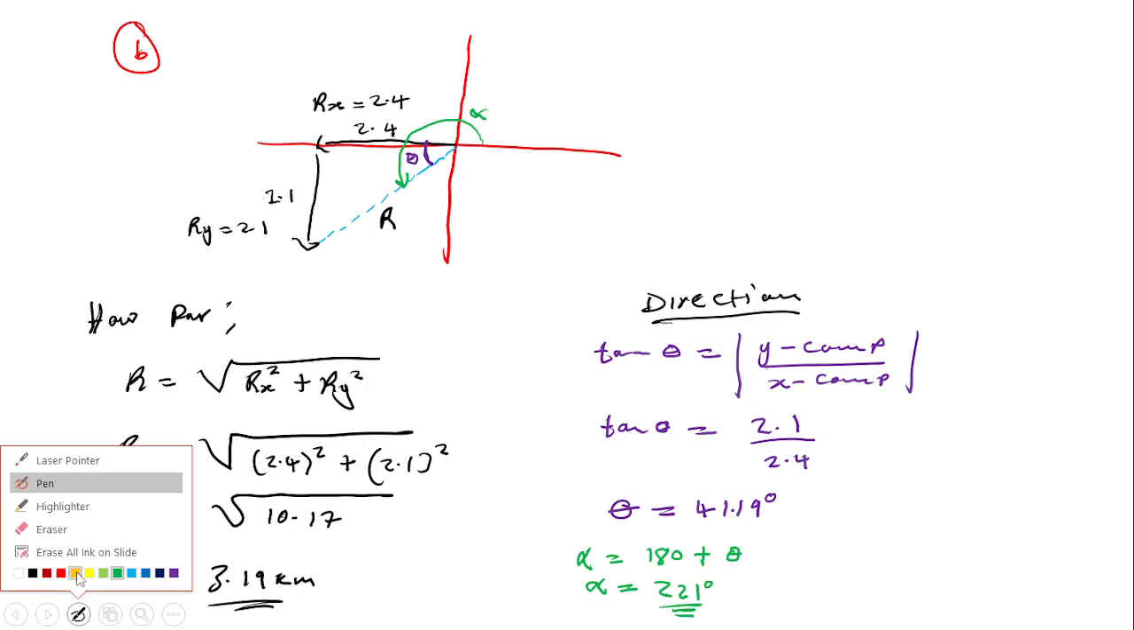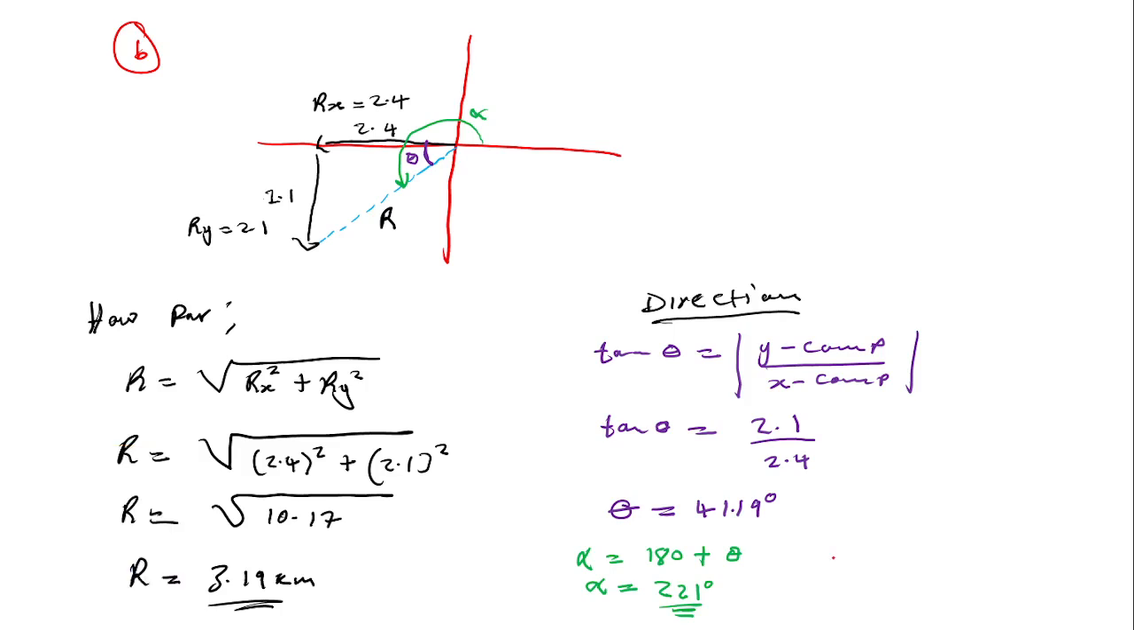If you want to represent your work in polar notation, remember we learned about polar notation, you're just going to say 3.19 kilometers, 221 degrees, like that. So this is the polar notation. Yes, any questions? I can see someone with a hand.